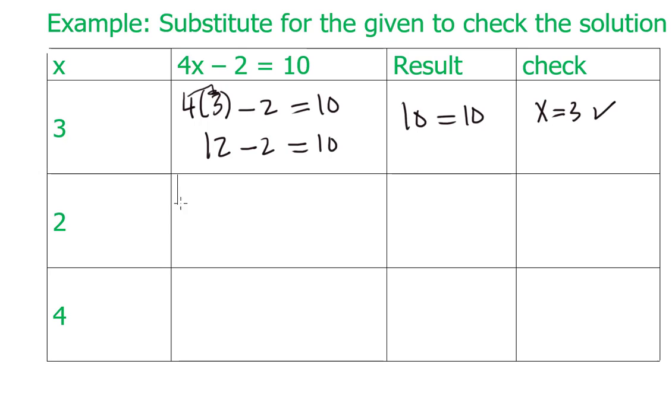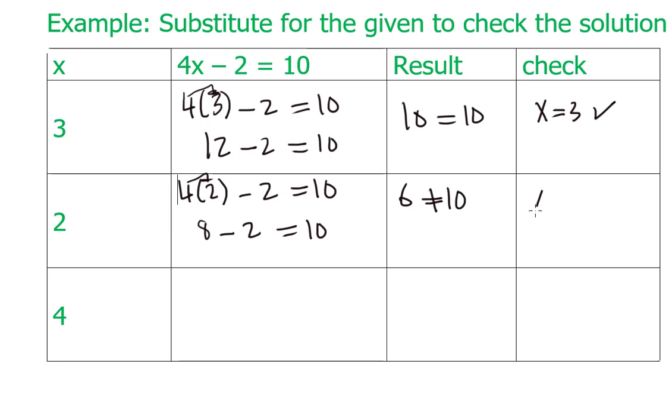Let's check for 2. 4 times 2 minus 2 equals 10. So 4 times 2 is 8, minus 2 equals 10. So 8 minus 2 is 6. We can see that 6 is not equal to 10. Therefore, x equals 2 is not a solution.